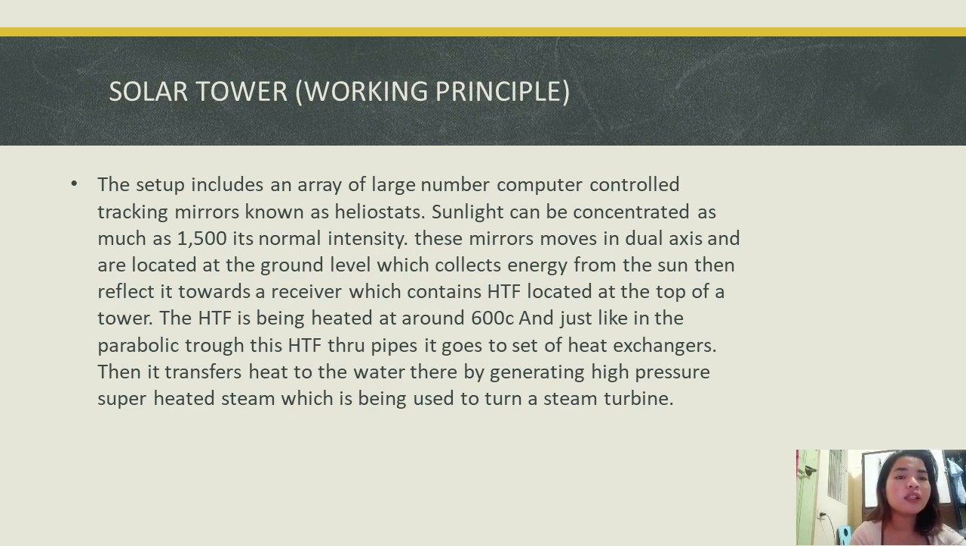The HTF is located at the top of the tower. The HTF is being heated to around 600 degrees Celsius. And just like in the parabolic trough, this HTF goes through pipes to a set of heat exchangers. Then it transfers heat to water, thereby generating high-pressure, superheated steam, which is used to turn a steam turbine.